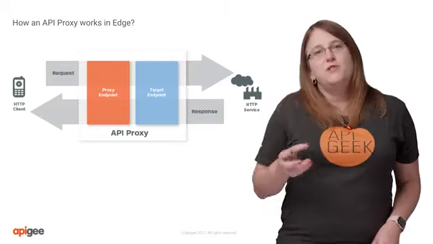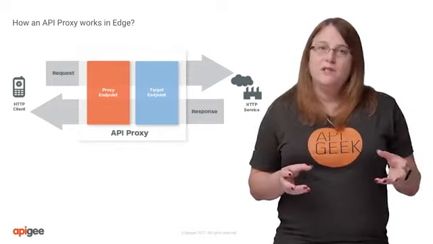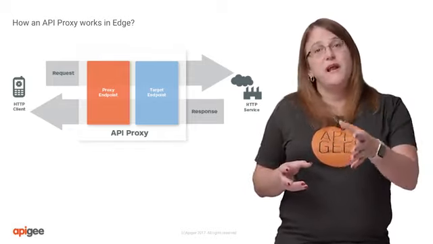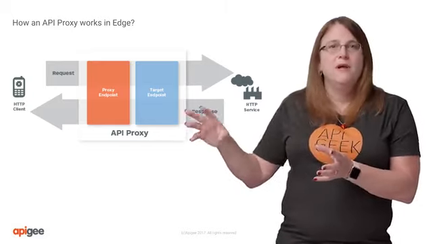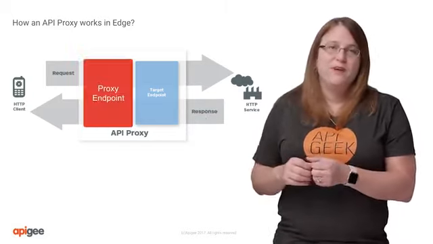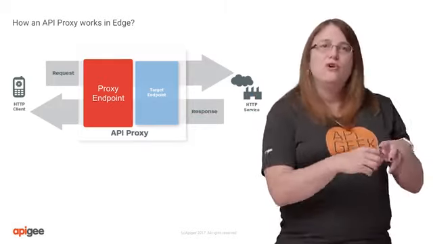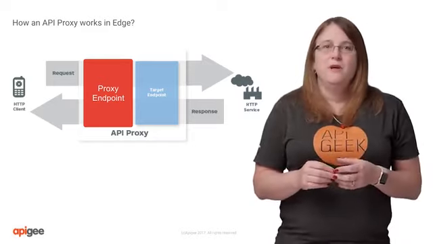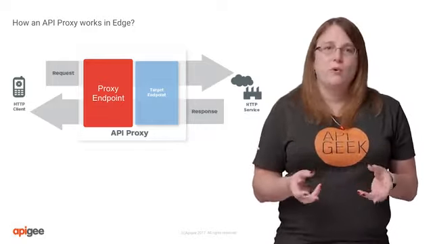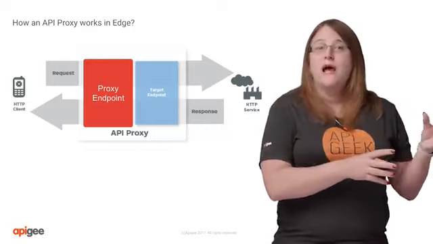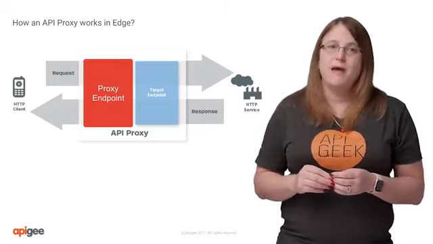An API proxy is composed of a couple of primary components. There's a proxy endpoint, which is where the inbound request from the internet goes, and there's a target endpoint, which points to the backend system that will actually handle the request. HTTP requests from the internet come to the proxy endpoint based on the URL that's been configured. The proxy endpoint contains policies that might make decisions about the request, for example, making sure the client has permission to make the request, or limiting how many times the request can be made.